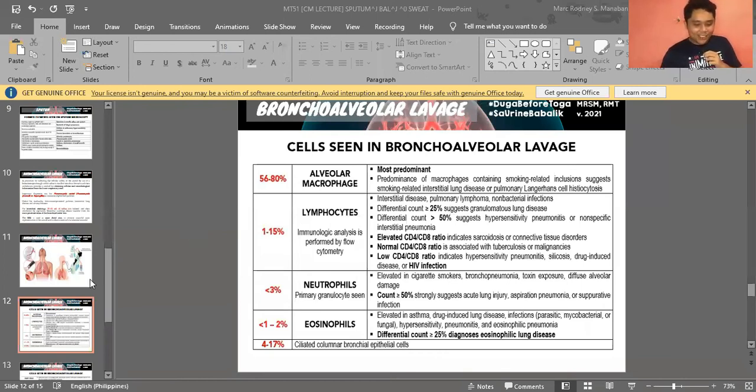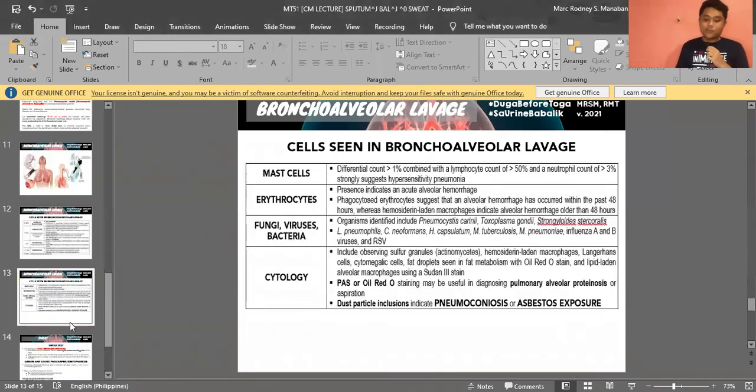Next, you have, of course, the different cells pa in your bronchoalveolar lavage. You have the mast cell, all right? And increased levels are indicative of hypersensitivity pneumonia, allergic reaction pa rin. Erythrocytes, of course, alveolar hemorrhage, okay? And fungi, viruses, bacteria, of course, very important there is Pneumocystis carinii, all right? And the migrating larva of Strongyloides and even Toxoplasma gondii, intracellular protozoa. Next, you have Legionella, of course, Cryptococcus neoformans, Histoplasma, Mycobacterium, Mycoplasma, and influenza viruses for the different pathogens.